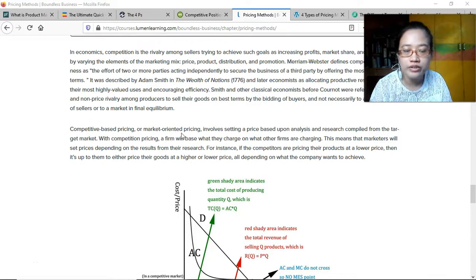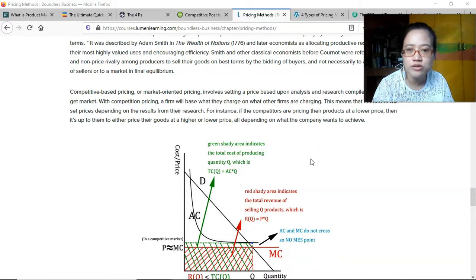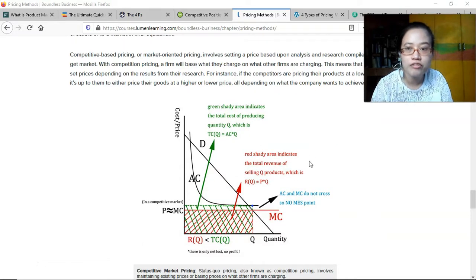Competitive-based pricing or market-oriented pricing involves setting a price based upon analysis and research compiled from the target market. With competition pricing, a firm will base what they charge on what other firms are charging. This means that marketers will set prices depending on the results of the research. So for instance, if the competitors are pricing their products at a lower price, then it's up to them to either price their goods at a higher or lower price, depending on what the company wants to achieve. Again, if they want to make the customers think that they are of higher quality by charging higher, then they can do that. If they want to be cost leaders by offering lower, then they could also do that.